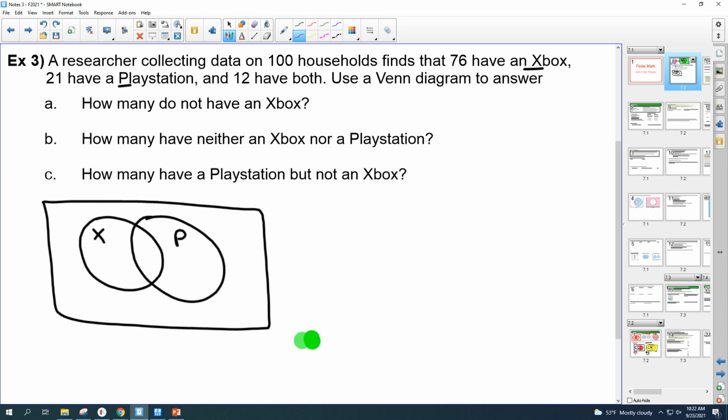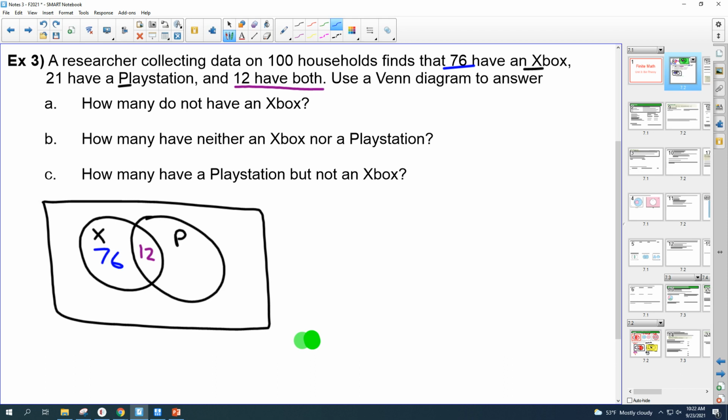So the best number that I see on this problem right now is 12 have both, because I know exactly where that goes. 12 is both, so 12 is in the overlap. Put a 12 in that overlap. Okay? Now, here's where people mess up. Trust me on this. People will look at this 76 and they'll try to put a 76 here, but that's wrong. Do not put a 76 there. If you put a 76, erase it.